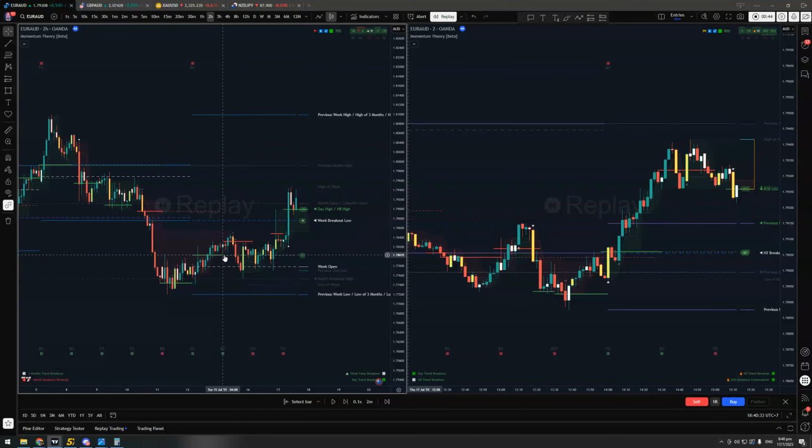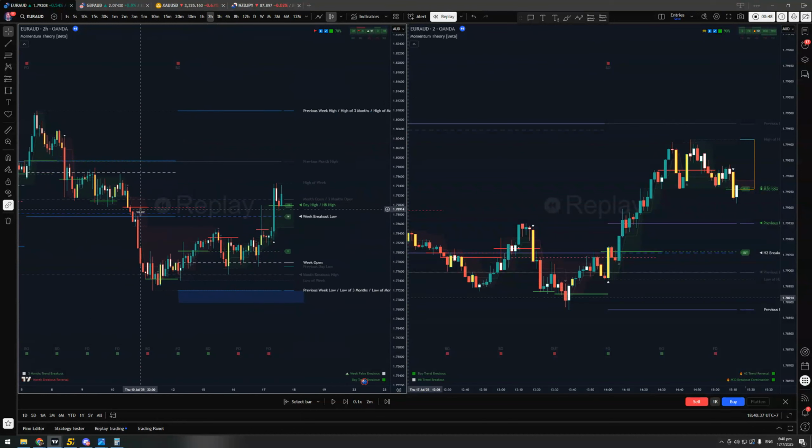So one thing I didn't like about this is that price did not come down and reject at the previous week low. I always want to see a rejection. When price comes down, I prefer to see a rejection because this might just be a price fluctuation. And that rejection would be good on the setup time frame.